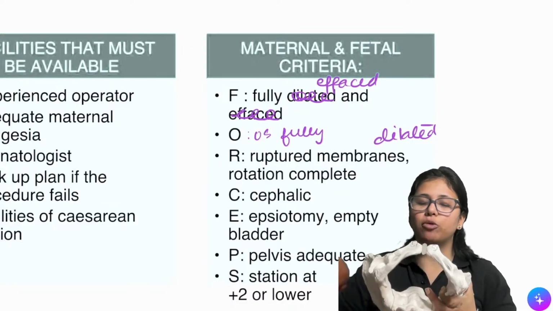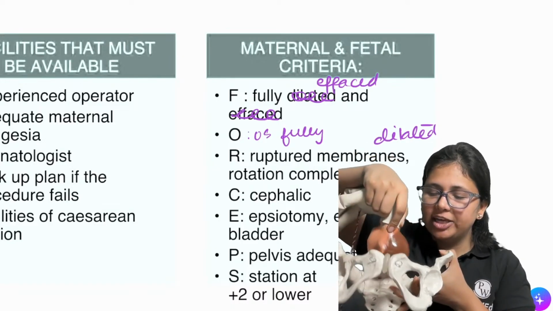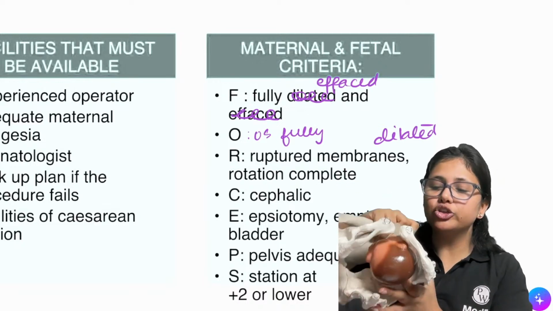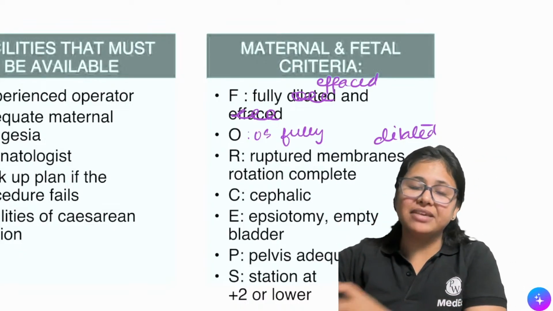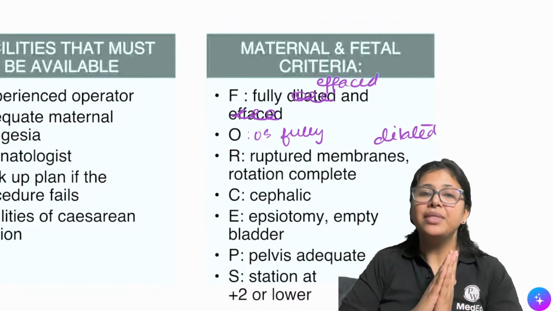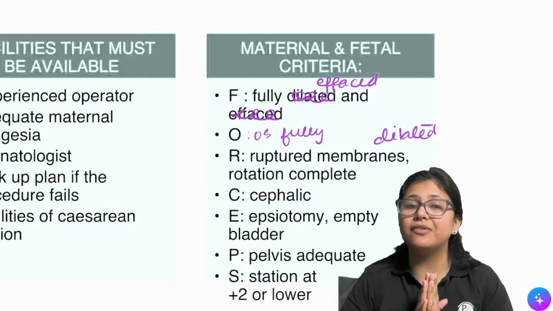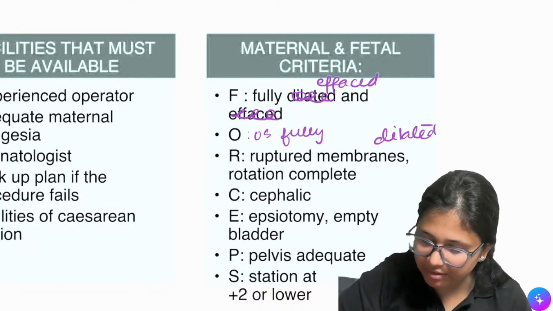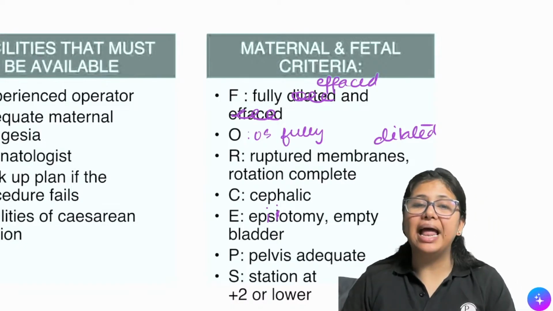Remember when we talked about normal labor, we talked about how there are steps. There is engagement, flexion, and descent, and then there is internal rotation, right? So this rotation has to be complete. If it is not complete, it can be within 45 degrees, but it should not be more than or equal to 45 degrees, right? So rotation should be complete. The baby should be cephalic, preferably in the vertex position, right? You should have given an episiotomy, and your bladder should be empty.